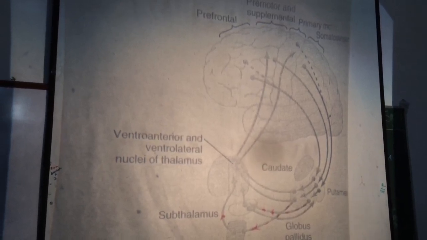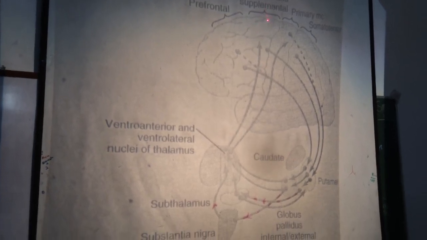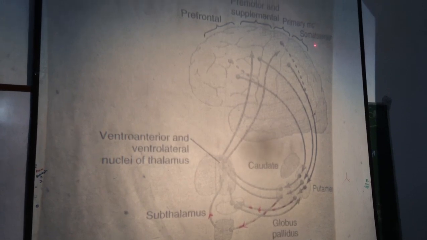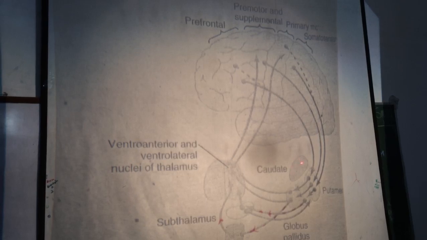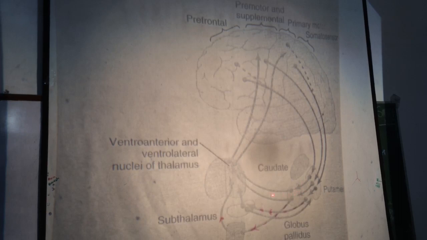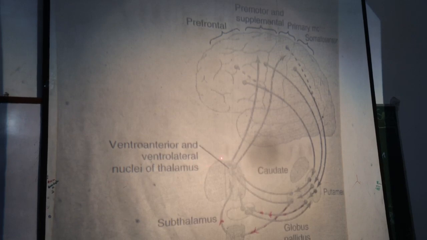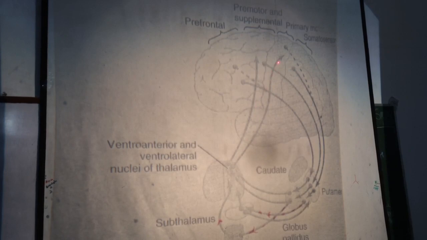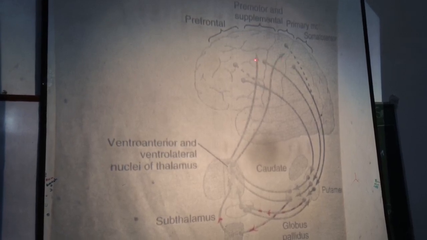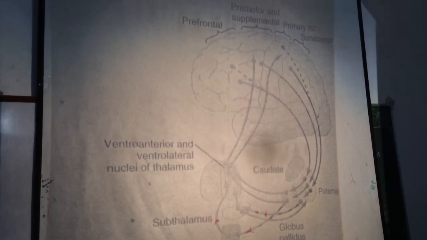To revise: nerve fibers arising from the premotor, supplementary motor, and somatosensory areas go to the putamen, bypassing the caudate. From putamen to globus pallidus, and from globus pallidus to the ventro-anterior and ventrolateral thalamic nuclei, and from here nerve fibers go to the primary motor area, supplementary and premotor areas. This is the main putamen circuit.